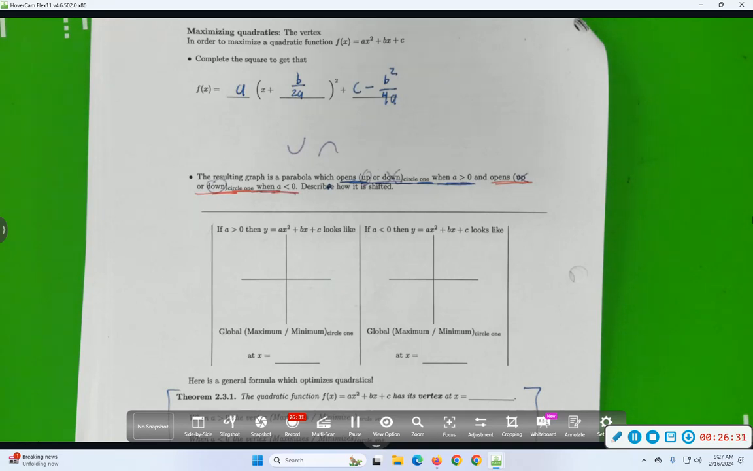Let's think about how it's shifted. So you'll take a parabola. Depending on what that a is, maybe you do a stretch, maybe you do a compression, maybe you do a flip. That plus b over 2a, what will that do to the graph? Imagine that plus b over 2a were just a 5. What would it do to the graph? To the left. Move it to the left by 5 units.